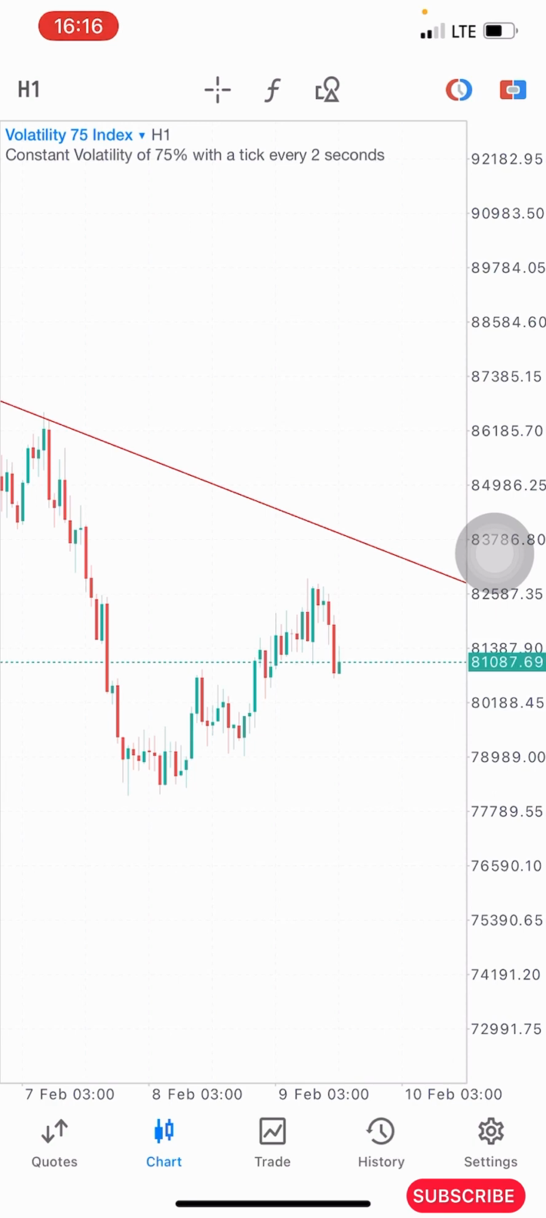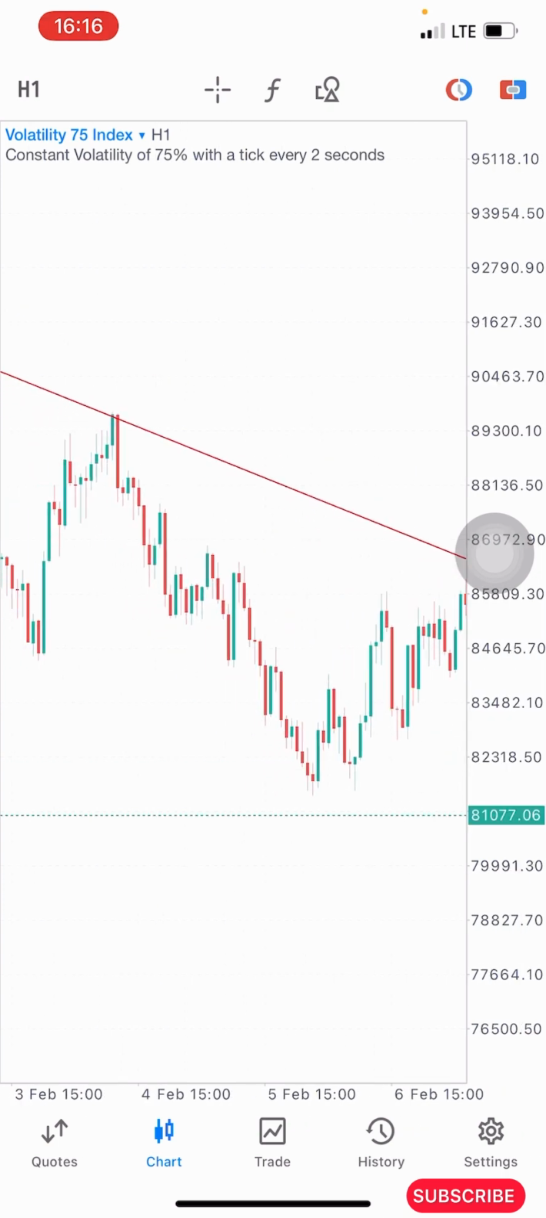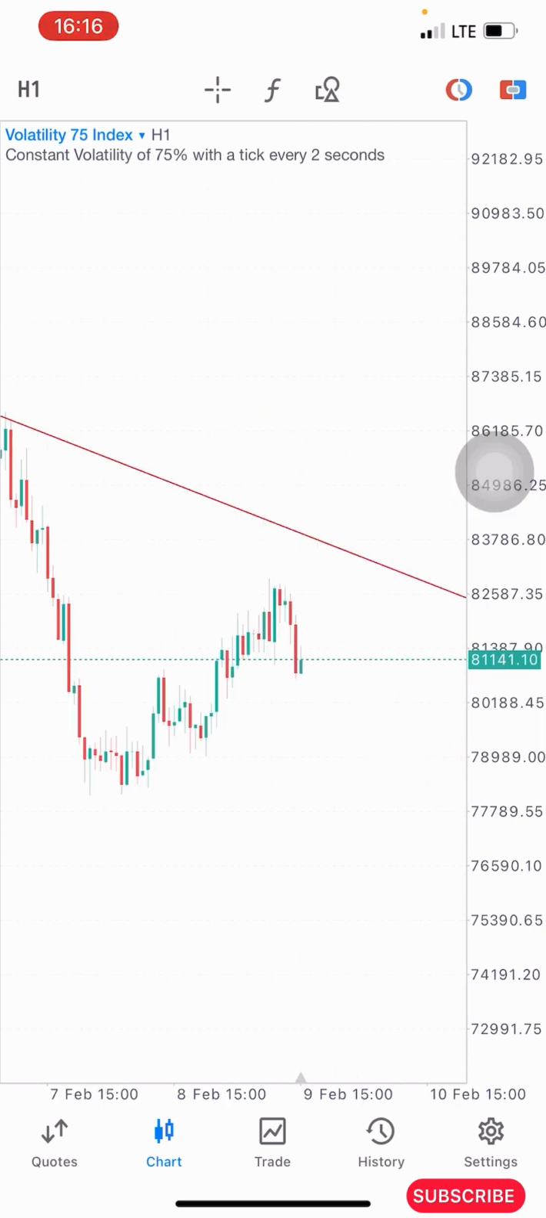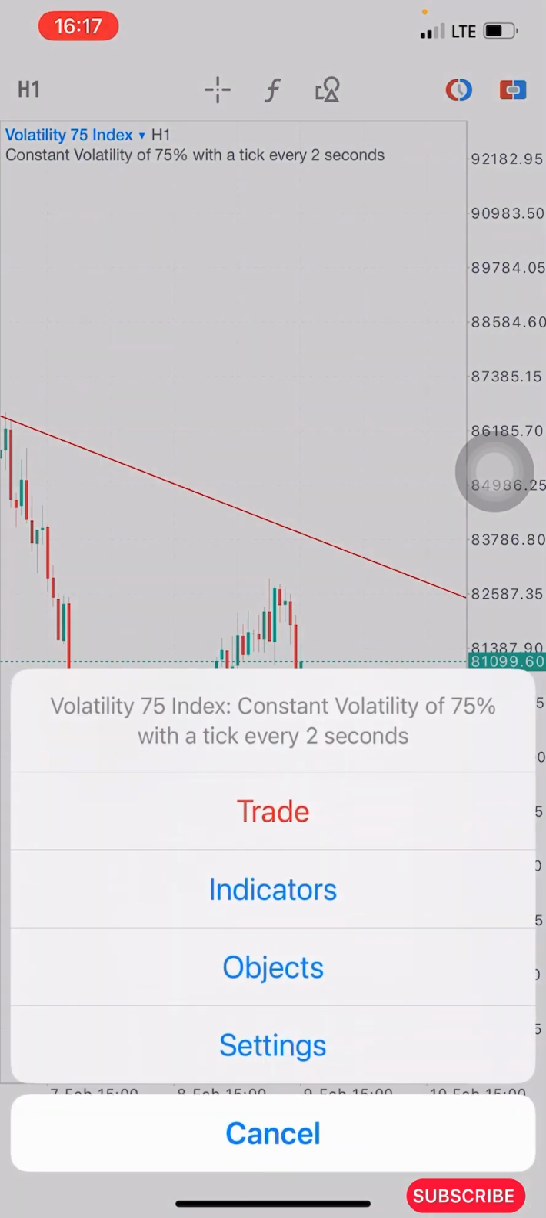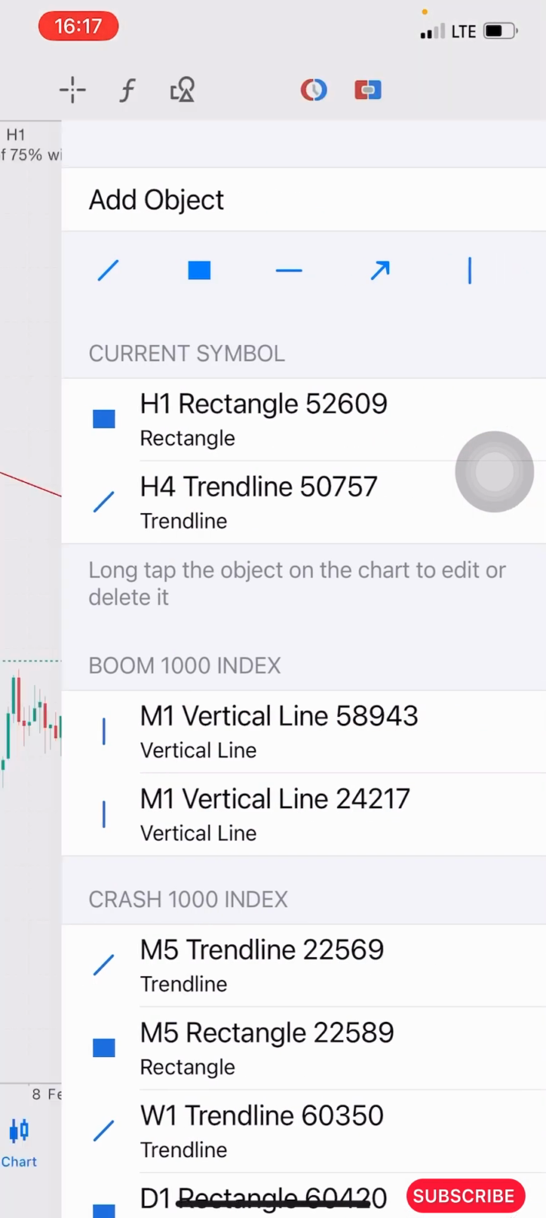As you can see here, this is the trend line I marked on the 4 hours time frame, which is serving as the major trend line, showing us that the trend is a downtrend. Here on the 1 hour time frame, I'm going to put in some counter trend lines, which is kind of a strategy.